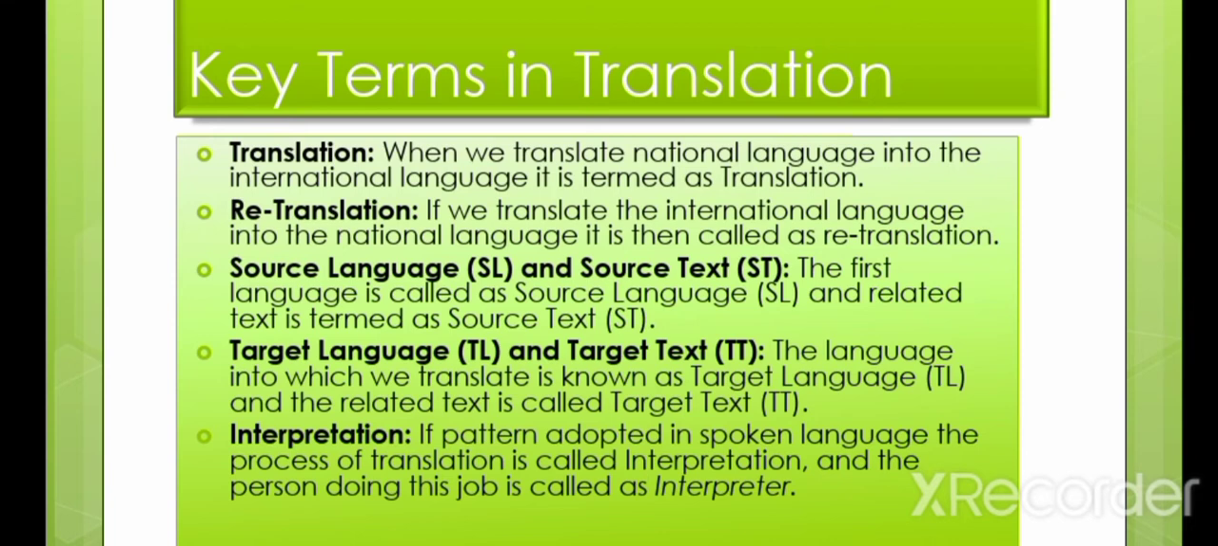It is very important to know about source language and source text. You can simply consider it as the given language, called the source text and source language. Next, we have target language and target text. The language into which we translate is known as the target language, and the related text is called the target text.